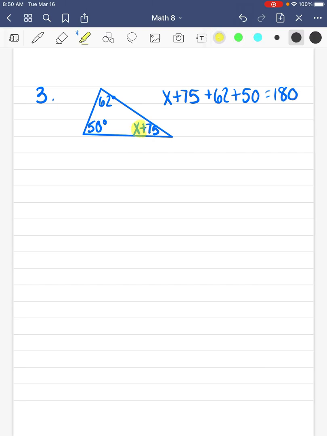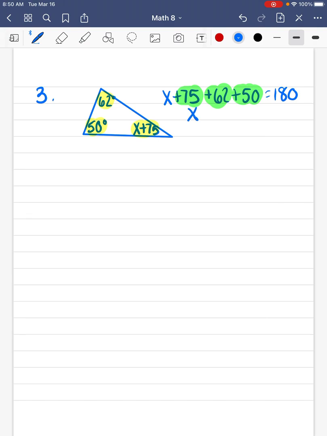And just a reminder, those are coming from all three of these angles right here. We set it equal to 180 because all three of our triangle angles equal 180. Next, we're going to combine our like terms. So here, x doesn't combine with anything because that is our only x. But we have a positive 75, a plus 62, a plus 50. So we can combine all three of those numbers together.